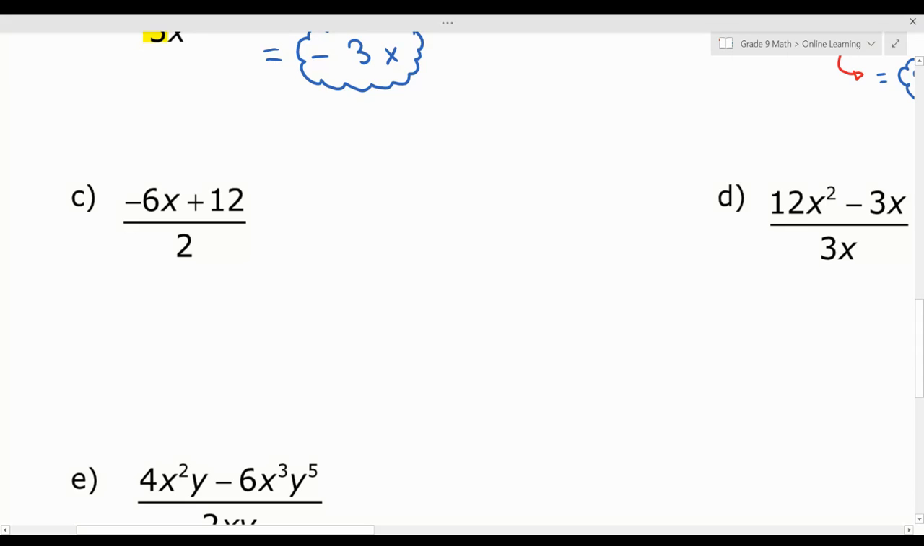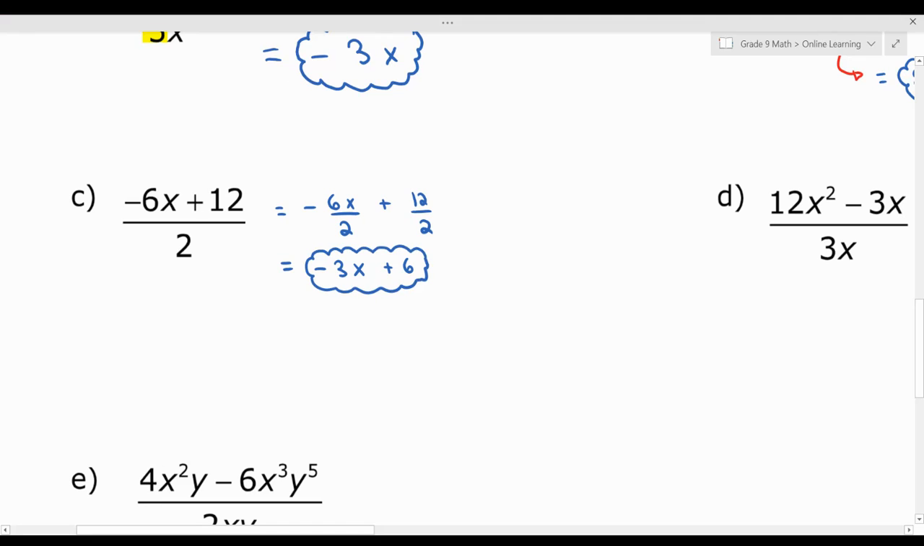Okay, question C. So you have negative 6x plus 12, and that whole thing is over 2. So what I often show students is you can rewrite this. So I could go negative 6x over 2, so I can split it into two separate terms, plus 12 over 2. Okay, so that's representing the same thing. And then basically now I'm going to do what we did above. So negative 6 divided by 2 is negative 3. There's no x, so that stays. And then 12 divided by 2 is positive 6. And this would be my final answer.